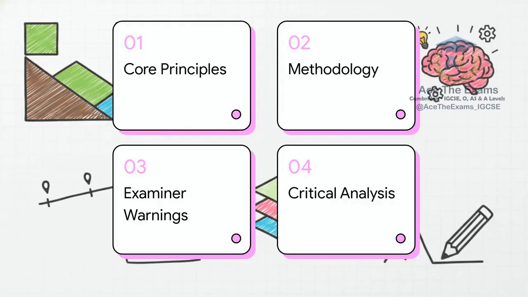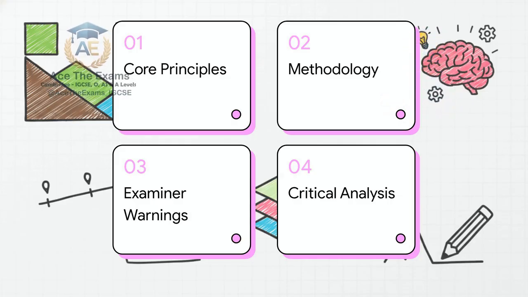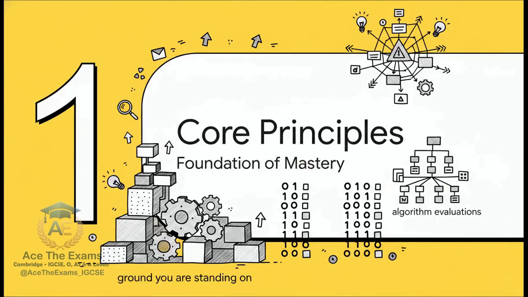So, to make sure you never fall into the Alex or Sam traps, we have a very clear roadmap for today's explainer. First, core principles. Second, the method mark strategy. Third, top examiner warnings. And finally, evaluating algorithms. We will unpack the essential theories, give you a bulletproof exam framework, hand over warnings straight from the examiners themselves, and show you exactly how to expertly evaluate code. Let's move right into Section 1, Core Principles.